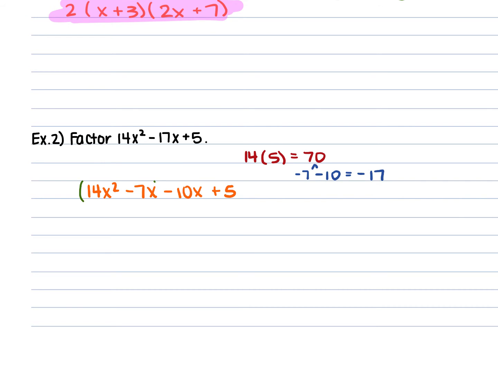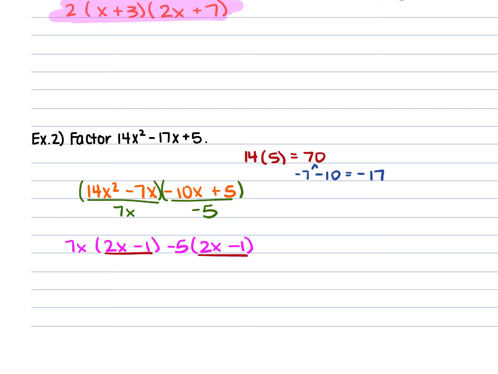We have 4 terms now, so factor by grouping. Between the first 2 terms, we can factor out a 7x. Between the last 2 terms, that first term there is negative. The first term in our first set of parentheses is positive. So that tells us automatically to factor out a negative from these 2. Their greatest common factor is 5, so we're factoring out a negative 5. So this is going to give us 7x times 2x minus 1 minus 5 times 2x minus 1.